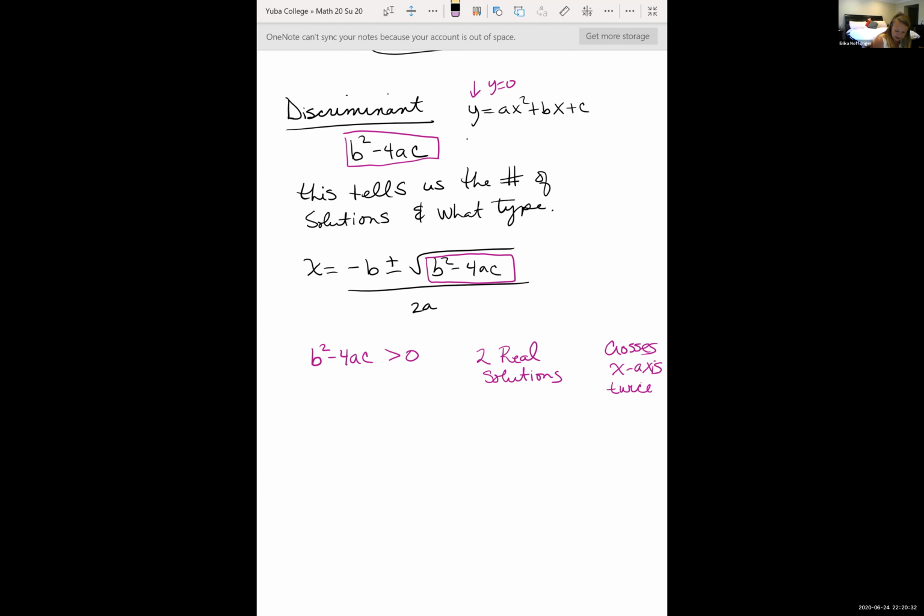If b squared minus 4ac is equal to 0, well, square root of 0 is 0. So when I take the numerator, negative b plus 0, it's the same number as negative b minus 0. And so I have only one real solution. And so I know, basically, if it's a parabola and there's only one place that's crossing the x-axis, it's actually not crossing. This is actually touching the x-axis there, and the vertex is going to be on the x-axis. So vertex is on the x-axis.